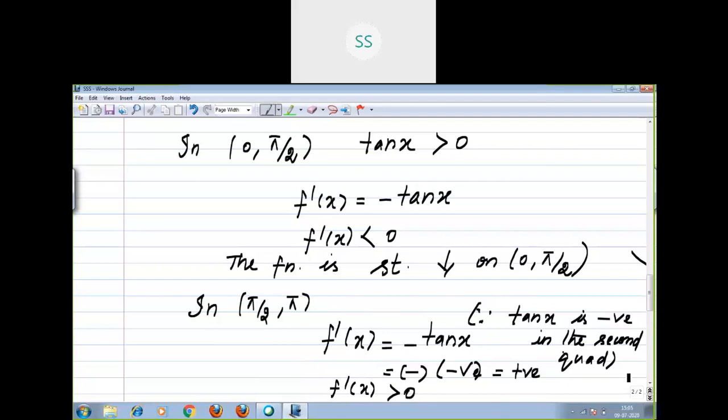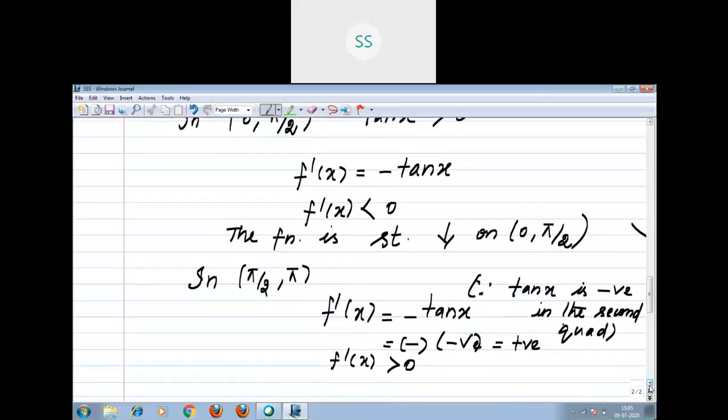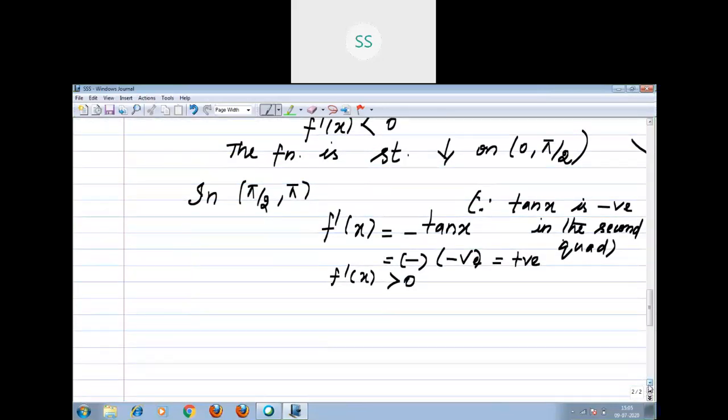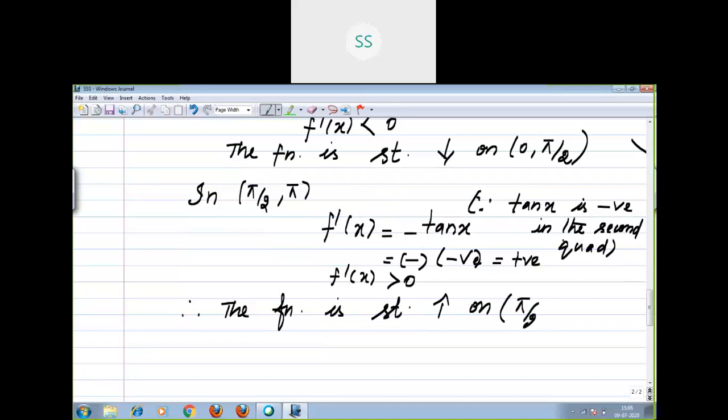F dash of x greater than 0 means, what is the conclusion? Yeah, very good. The function is strictly increasing. Therefore, the function is strictly increasing on the open interval pi by 2 comma pi.